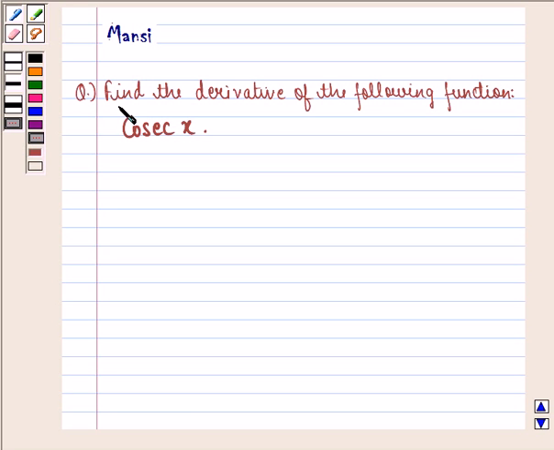The question says, find the derivative of the following function, that is cosecant x. So let us start with the solution to this question.